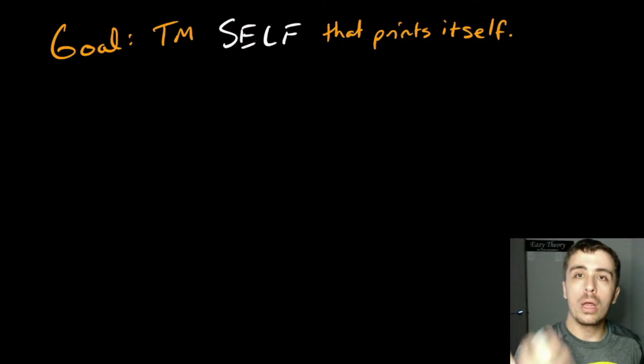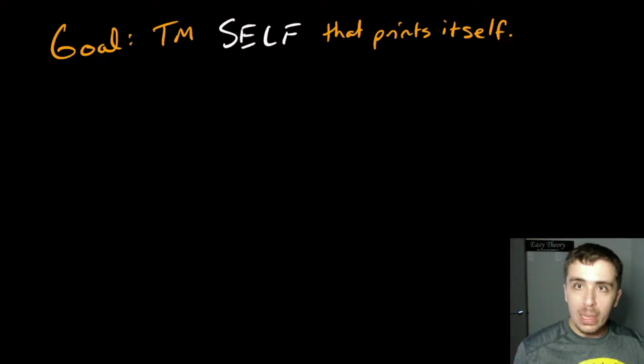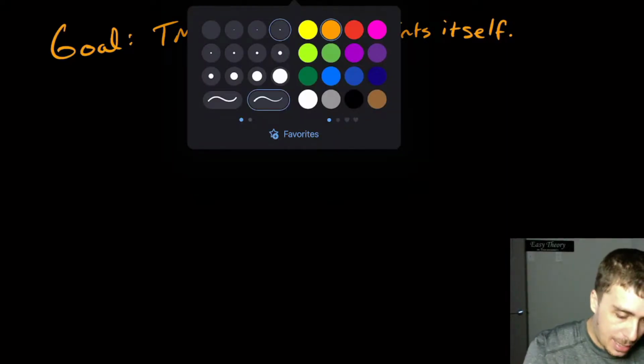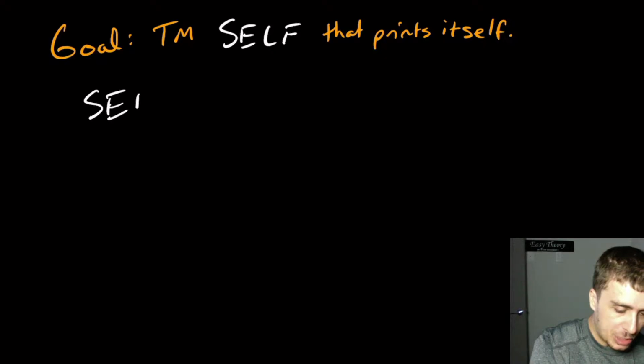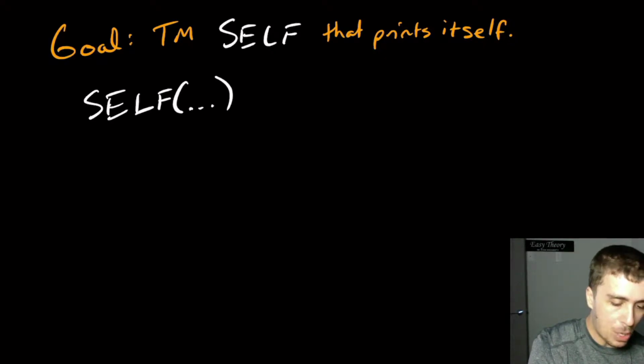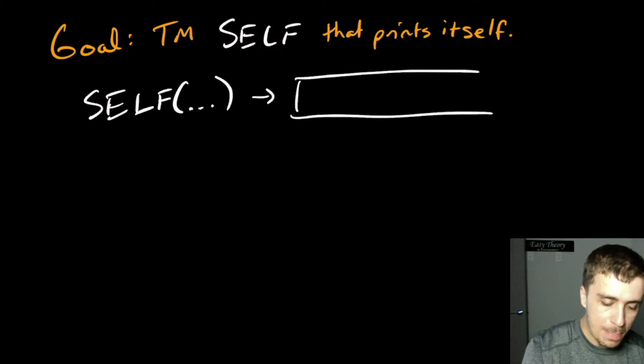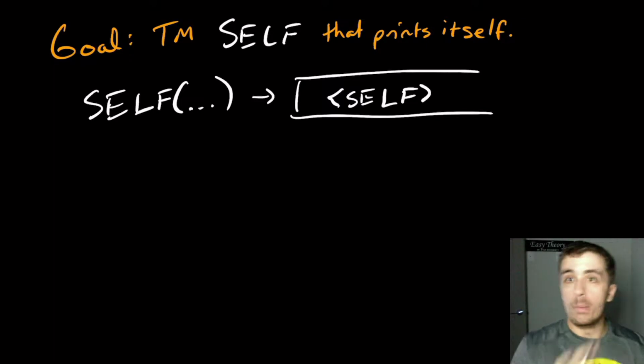Okay, so the goal that we want to establish at this moment is I want to build a Turing machine called SELF, and its only goal is to print its own description. I'm going to state this more formally. SELF on any input whatsoever is going to ignore its input, and what is going to be left on the tape is the encoding of SELF. No matter what the input is, just write down itself.